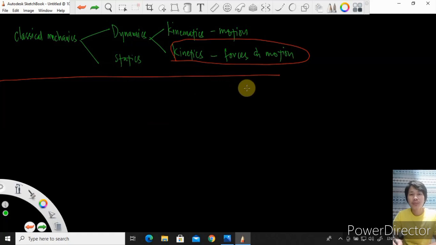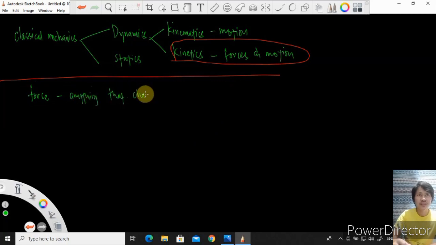Okay, pero syempre before we talk about forces in relation to motion, i-review muna natin yung concept natin ng force. Okay? Based doon sa natutunan nyo when you were in junior high school. Right? So probably the most common definition of force is push or pull, ano? Pero ngayon, gamitin natin to. Force is anything that changes the state of an object. Anything that changes the state of an object. So dalawa lang naman yung state of an object, at rest or in motion.